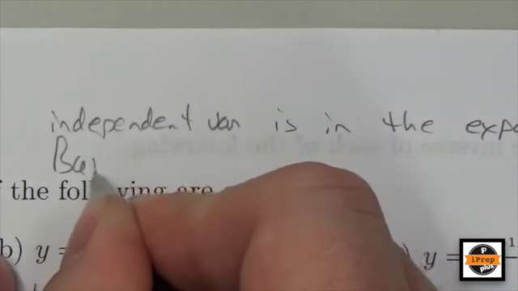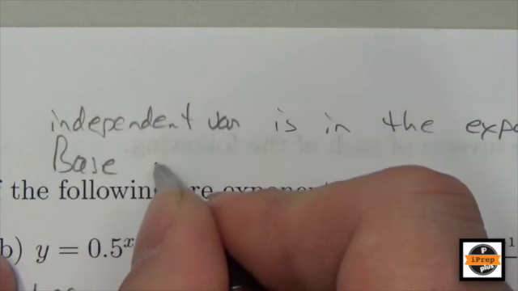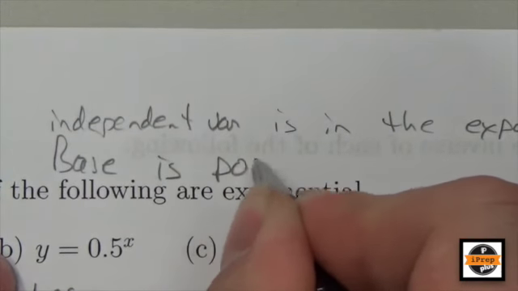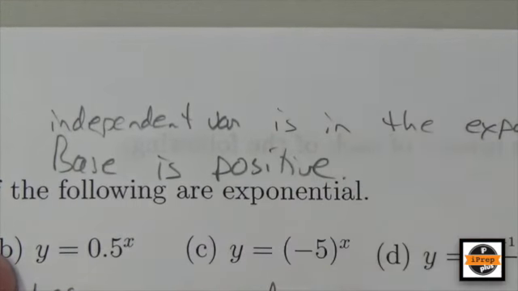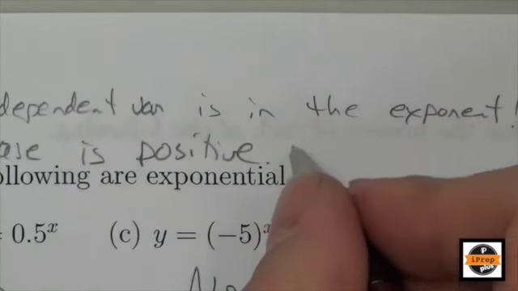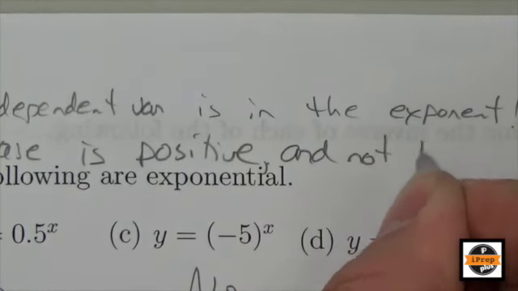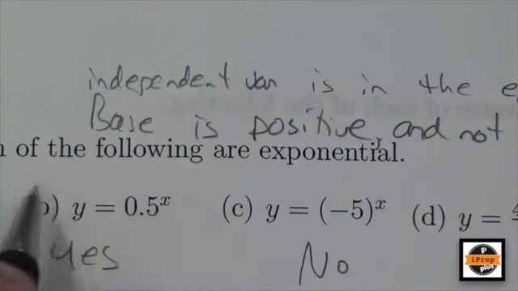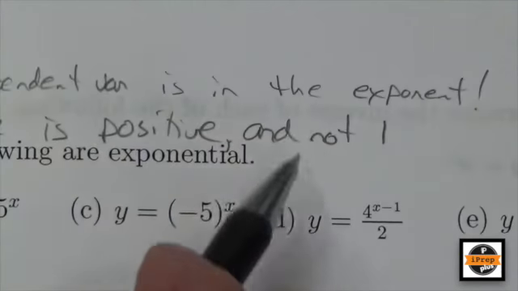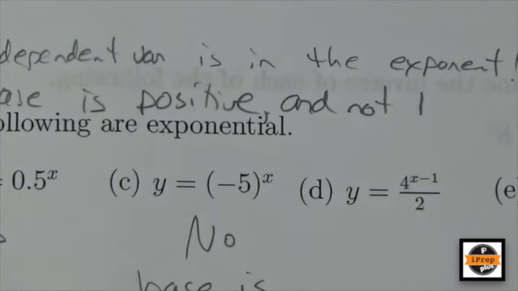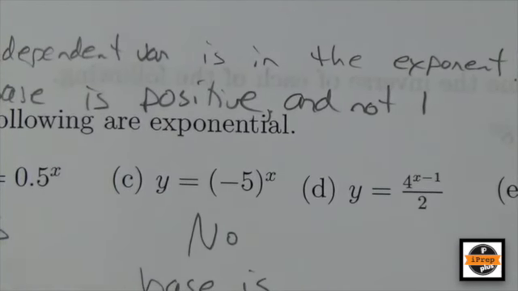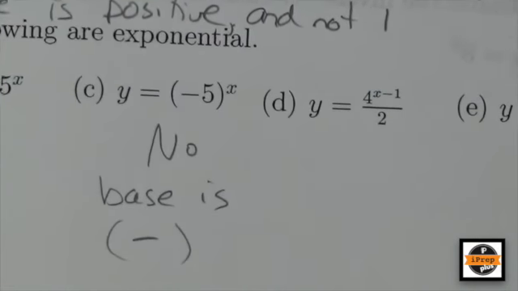The base is positive. And actually, we might even say a little bit further, the base is positive and not 1. It has to be positive in order for this to work. But if it's 1, it's just boring. 1 to the anything is just 1. It's just not doing anything. Anyway, let's keep looking here.